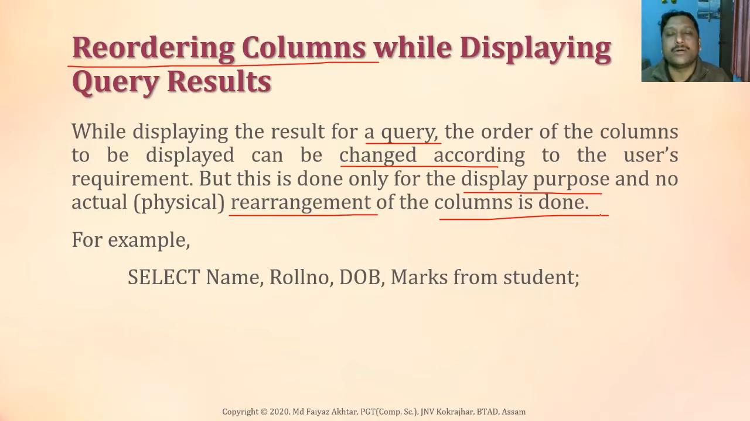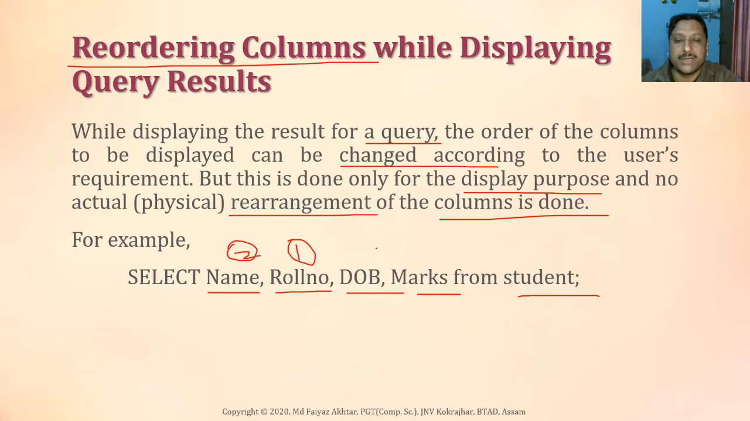Later we can change the order of the columns, but each time we want to change the order, we have to mention it, because it won't change the physical arrangement of the columns in the table. It is used just for display purposes. For example, here we are displaying name, roll number, then date of birth, then marks from the student table. In the table, this is the first column, this is the second, this is the third, and this is the fourth, but we can change the order only for display purposes.